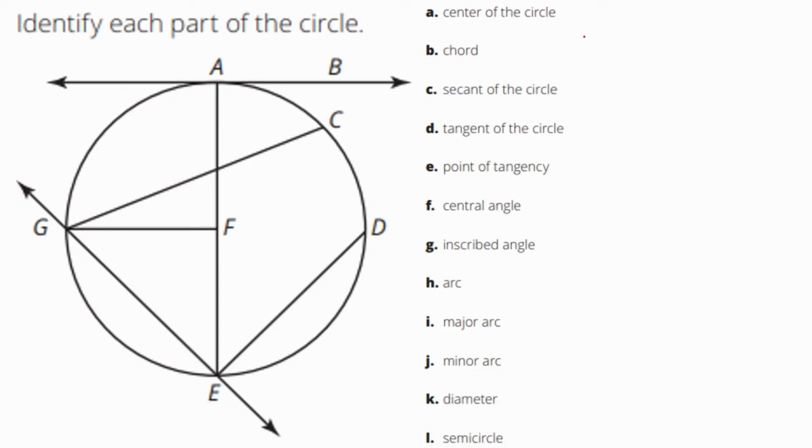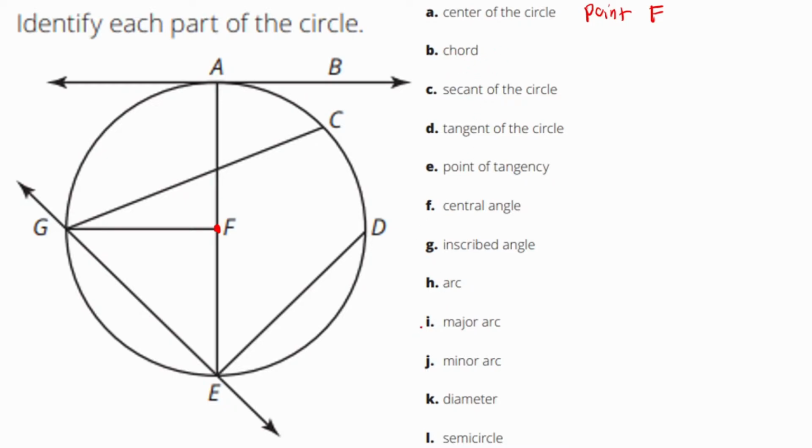So every circle has one and only one center. And the center of this circle is just like the rest of them, it's a point. And this one is named point F. We're going to put point F.